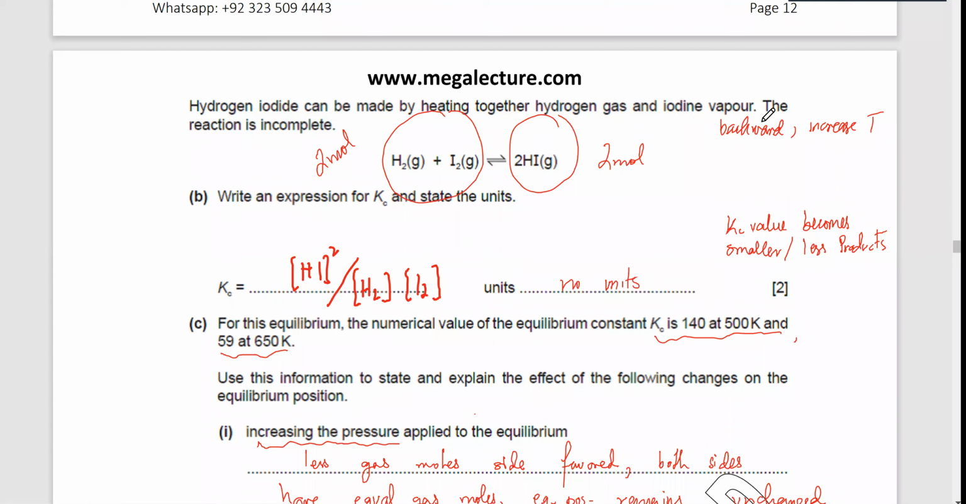Hence, backward reaction is probably the endothermic reaction. Because whenever you increase temperature, the endothermic reaction speeds up. So in this particular case, the backward reaction is the one that's going to be endothermic, and the forward is the one that's going to be exothermic.